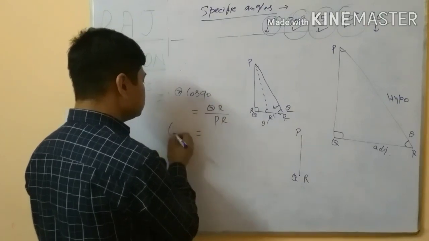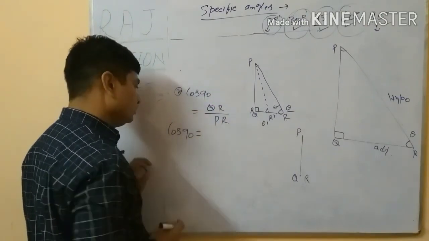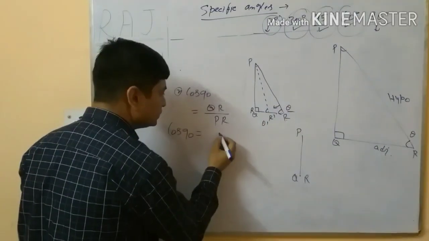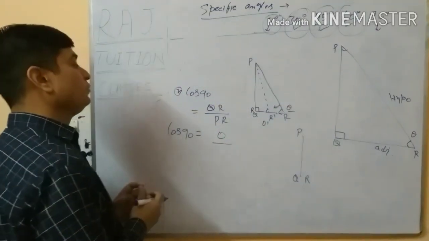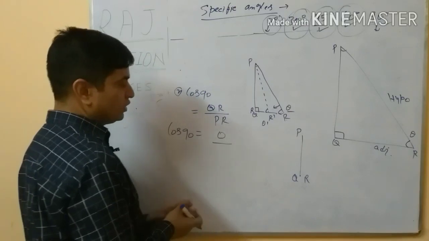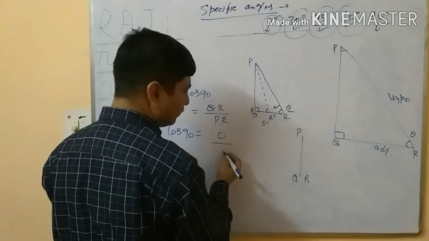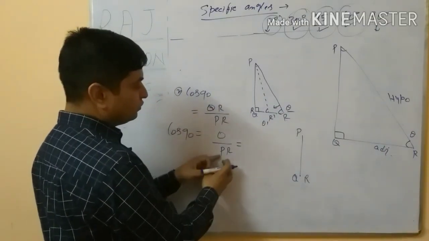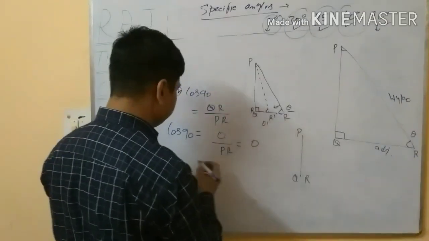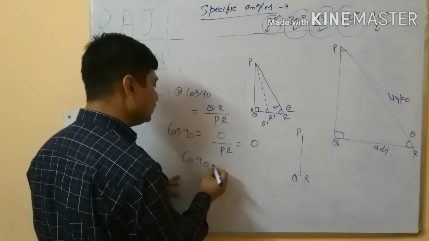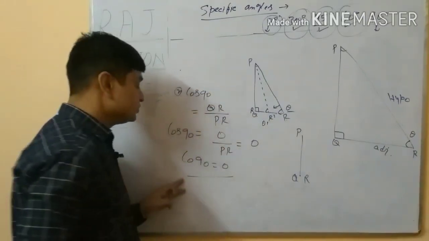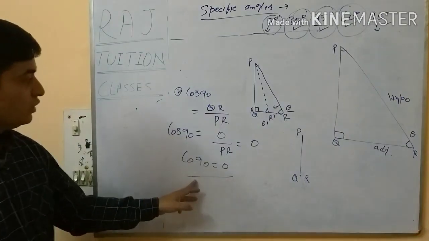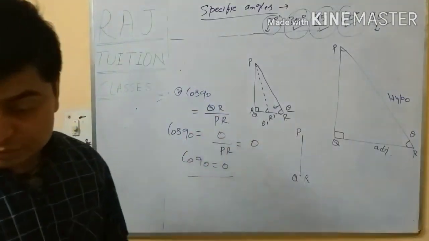So what happens when the angle becomes 90? QR shrinks to 0. So QR is 0 now, and PR may have any finite value. Whenever we divide 0 by any real number, we get 0. So cos 90 equals 0. This is the value of cos 90. Okay, this is rather simple now.